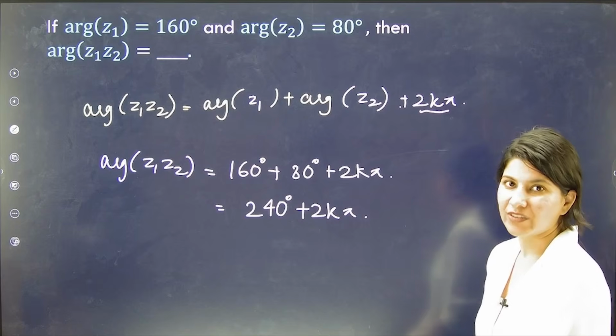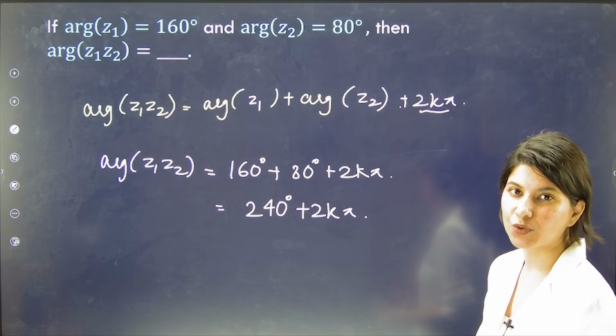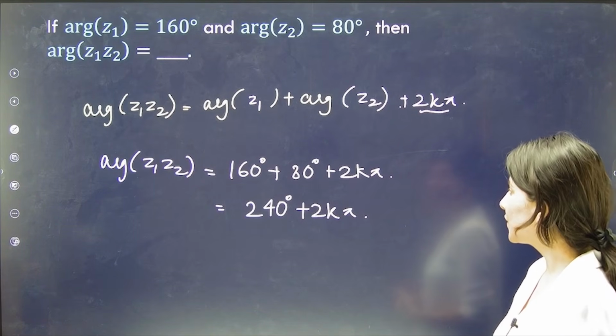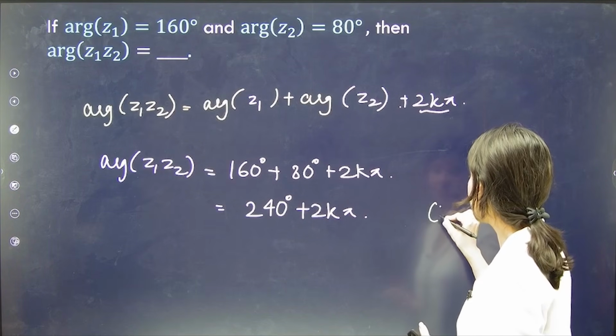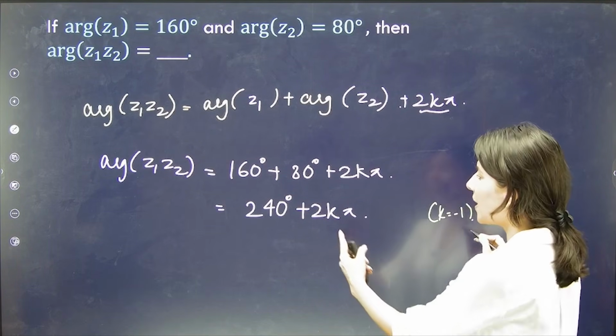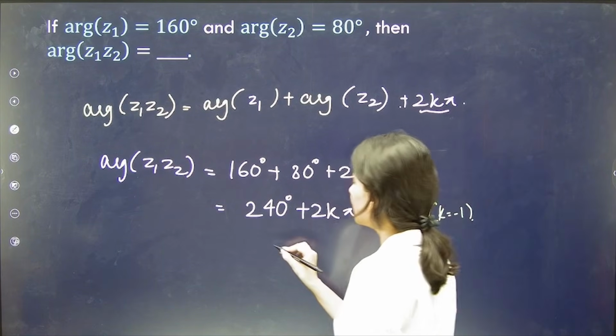We clearly know 240 degree lies in the third quadrant, so k can be minus 1. If you put k equal to minus 1, it will become minus 2 pi. That is 240 minus 360.